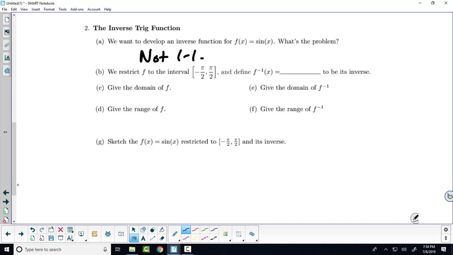So what are we going to do? We're going to restrict ourselves to just a 1 to 1 portion of the sine curve, and we have to always be cognizant of what that was. Okay? So let's look at this. Let's put up a rough sketch of a sine curve. Maybe it looks something like this.